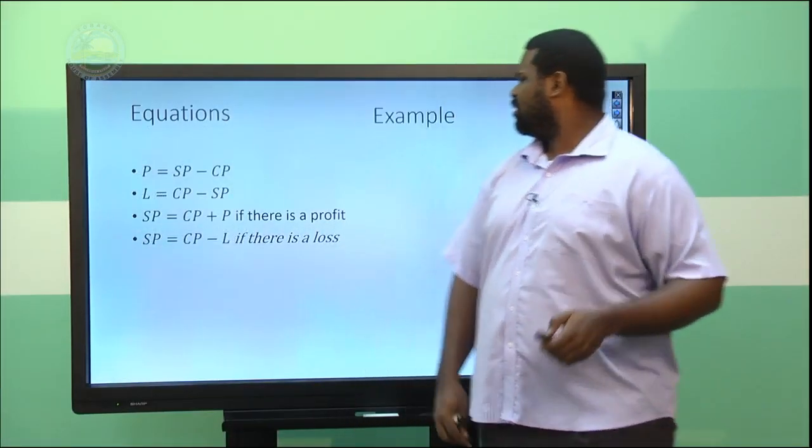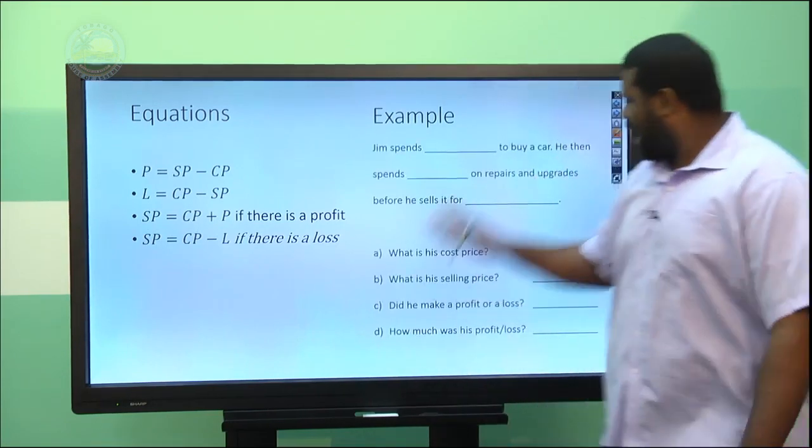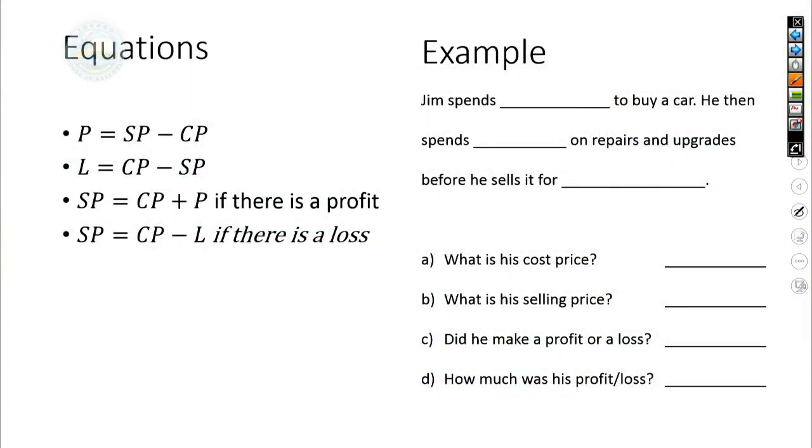Yeah? Now let's go. So here we have a question, and let's write in some values and see if we can solve them, because it's just about understanding the concept. So Jim spends some amount of money to buy a car. How much do you think Jim bought this car for? Let me say 15,000. All right. I know some of you all said that. Don't ask me how I know.